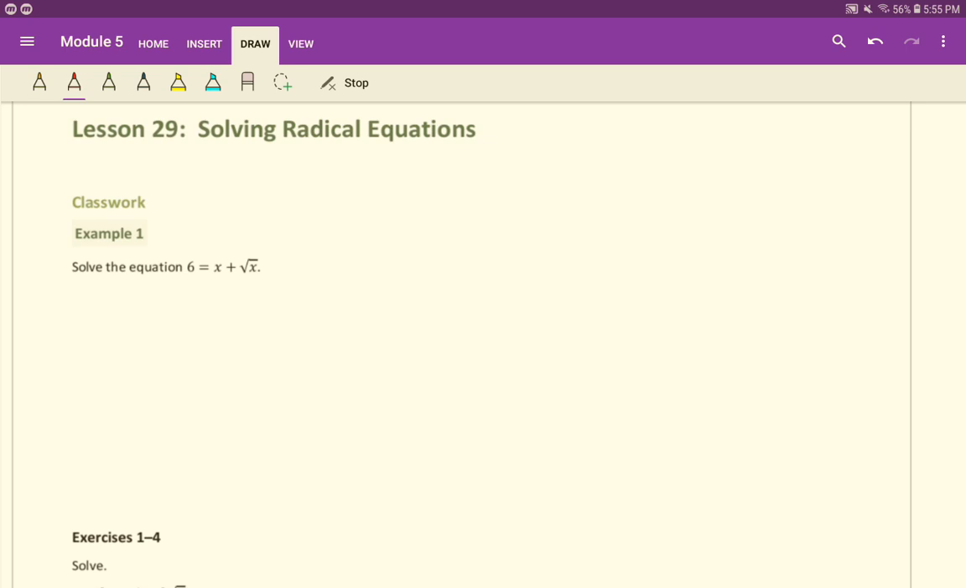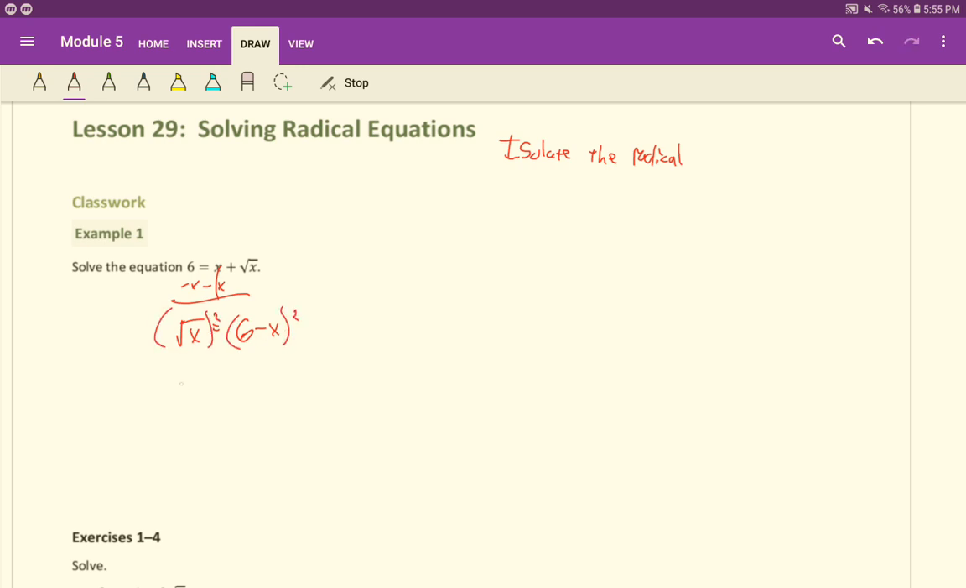Okay, the principle will still be the same here. We want to isolate the radical. Okay, so let's see what we're going to do here. Here's our radical, so we want to get it by itself. So we'll subtract x on both sides, leaving, and I'm going to flip things around here, we'll have square root of x equals 6 take away x. Okay, so now at this point we want to get rid of that square root. How do you get rid of a square root?